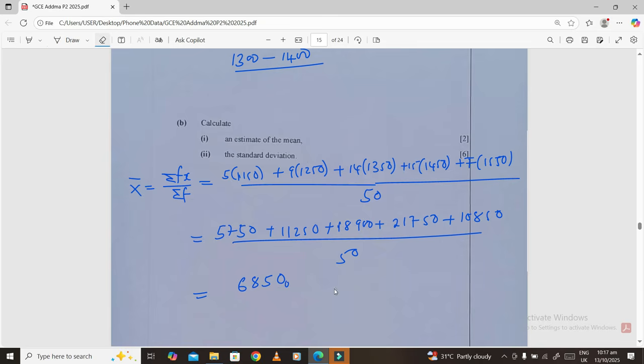6850. Okay, another 0, okay, over 50. So when we divide by 50, this is giving us 1370, like this. This is what we're getting. Okay, so this is our mean.